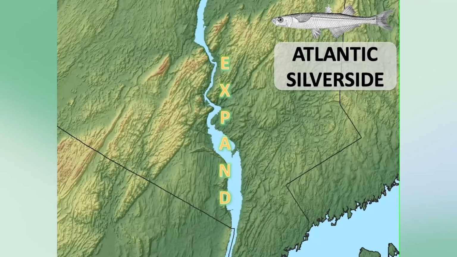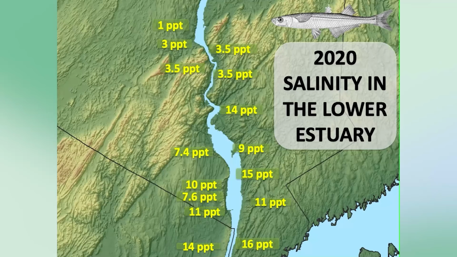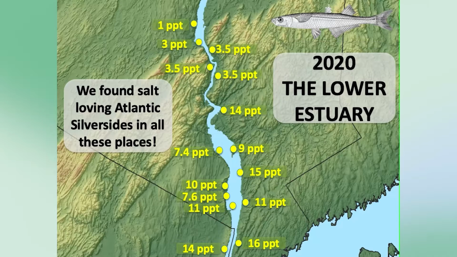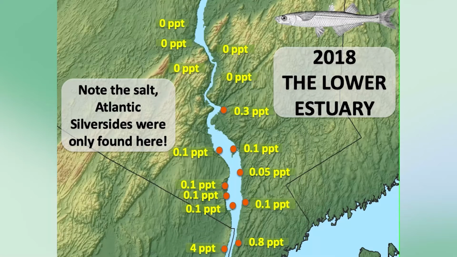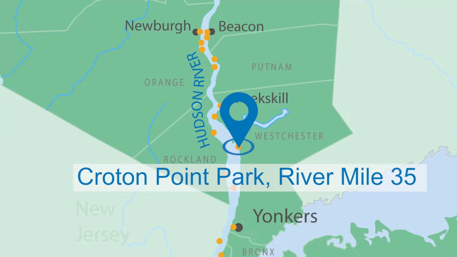Fish have the ability to expand the range in which they live based on the water conditions of their preference. So during Day in the Life 2020, we found the salt threaded its way pretty far up the estuary, which meant that the salt-loving Atlantic silverside was found at all of these locations. Now, if we compare this to Day in the Life 2018, where the salt did not thread its way as far up the estuary, we only find Atlantic silversides at these locations.